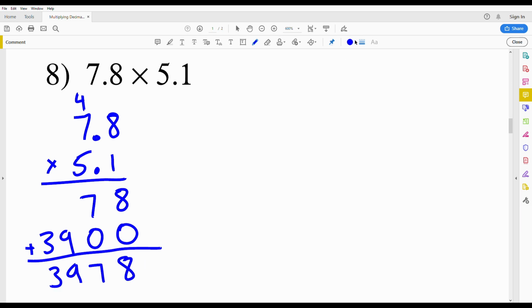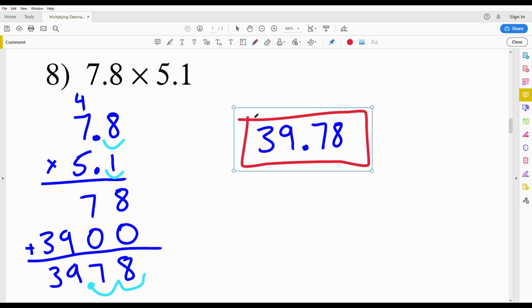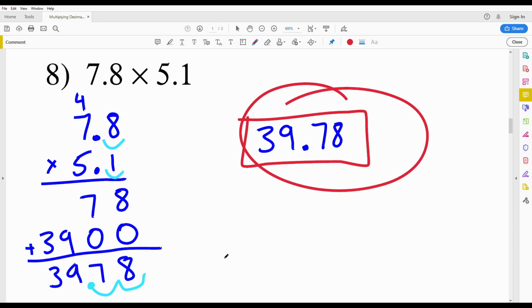3978. But remember, I had 1 decimal place for each of my numbers. So I need to move a total of 2. So 39 and 78 hundredths, 39.78 is my solution in number 8. And it sounds reasonable. 7.8 is close to 8, and 5.1 is close to 5. 8 times 5 should be around 40. So it definitely checks out.